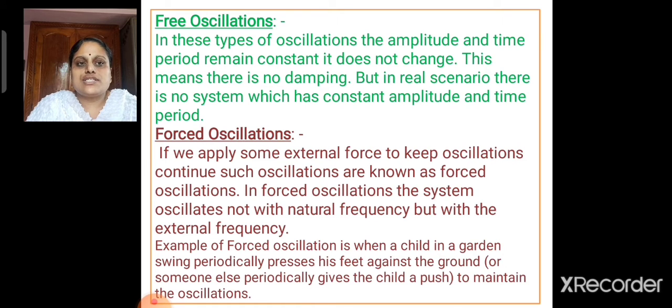In forced oscillations, the system oscillates not with the natural frequency, but with the external applied frequency. An example of forced oscillations is when a child in a garden swing periodically presses his feet against the ground, or if someone else is periodically giving the child a push, it will maintain those oscillations. Such oscillations are forced oscillations.